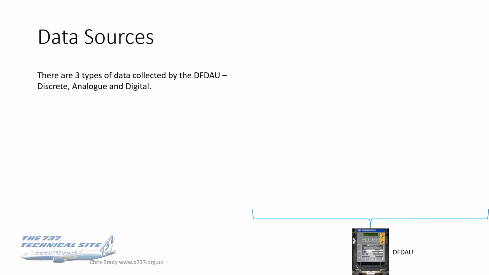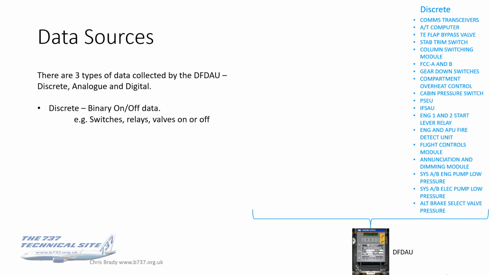So let's have a look at what data it actually collects. The data sources. There's three types. The first is discrete, and this is just straight binary on or off data. So switches, relays, valves, anything where it might be useful to know whether something was on or off. That's discrete data. And there's a long list of discrete data collected there.